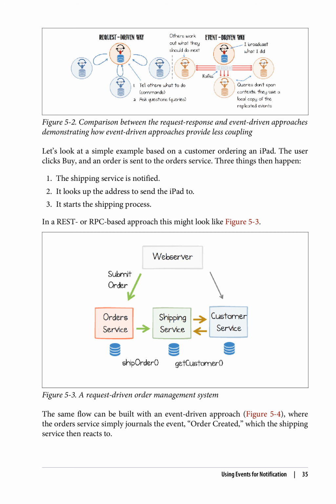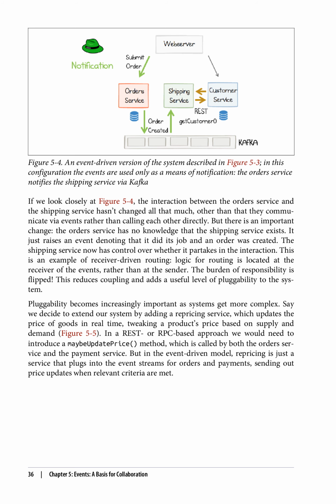The same flow can be built with an event-driven approach, Figure 5.4, where the orders service simply journals the event, order created, which the shipping service then reacts to. If we look closely at Figure 5.4, the interaction between the orders service and the shipping service hasn't changed all that much, other than that they communicate via events rather than calling each other directly. But there is an important change: the orders service has no knowledge that the shipping service exists. It just raises an event denoting that it did its job and an order was created.